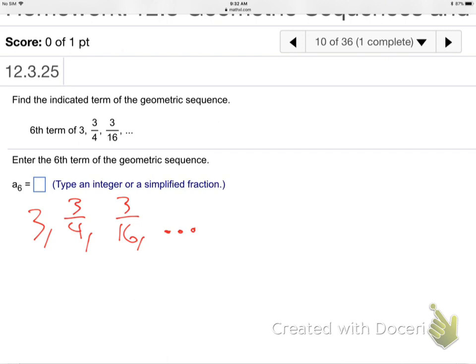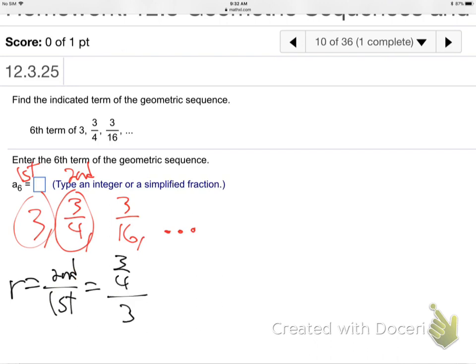And how do we find the R? Second term divided by first term, the ratio. Second term divided by first term. Second term over first term. That good? Second over first. 3/4 over 3, like that.